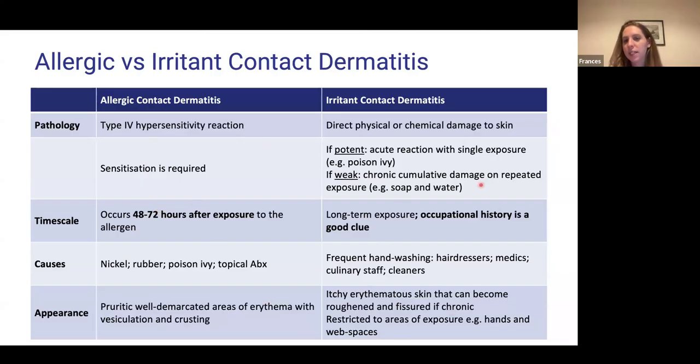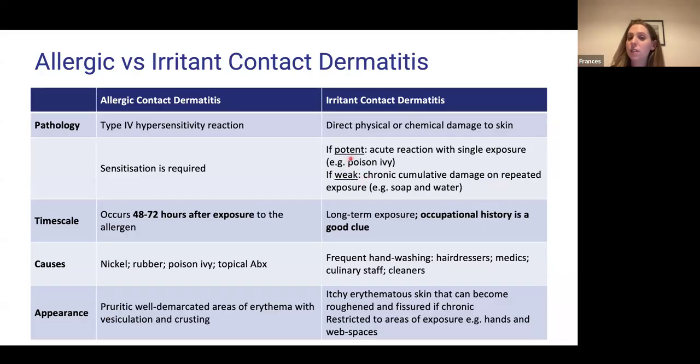But irritant contact dermatitis is a little bit different because it involves some kind of direct physical or chemical damage to the skin. So think of irritant contact dermatitis as essentially a response to something that anyone, no matter who they are, whether they're predisposed to atopy or not, would have a reaction to. So essentially, if all of us washed our hands repeatedly throughout the day, eventually all of us would succumb to some kind of irritant contact dermatitis because you're literally damaging your skin with the chemicals that are in the soaps. So that would be a weak reaction that's chronic and cumulative, happening over repeated exposure.